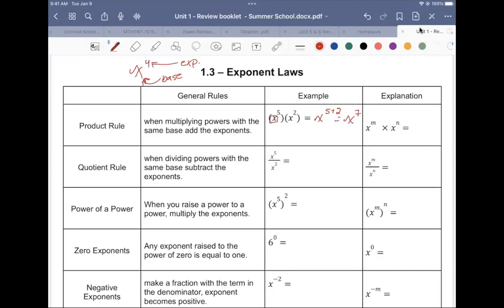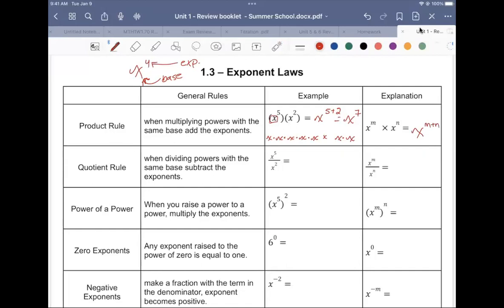Reason being is this is the same as saying x to the power of 5 is x times x times x times x times x. And this is multiplied by x to the power of 2, which is x times x. And if I add those up, I'll get 1, 2, 3, 4, 5, 6, 7. Sorry, that 6 was supposed to be around this one here. So 1, 2, 3, 4, 5, 6, 7. And that gives me x to the power of 7. So for example, we will get x to the power of m plus n.